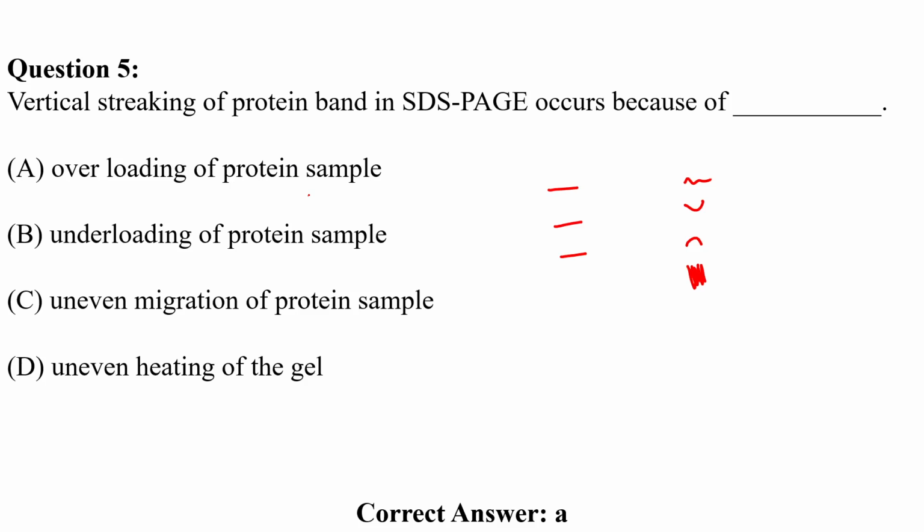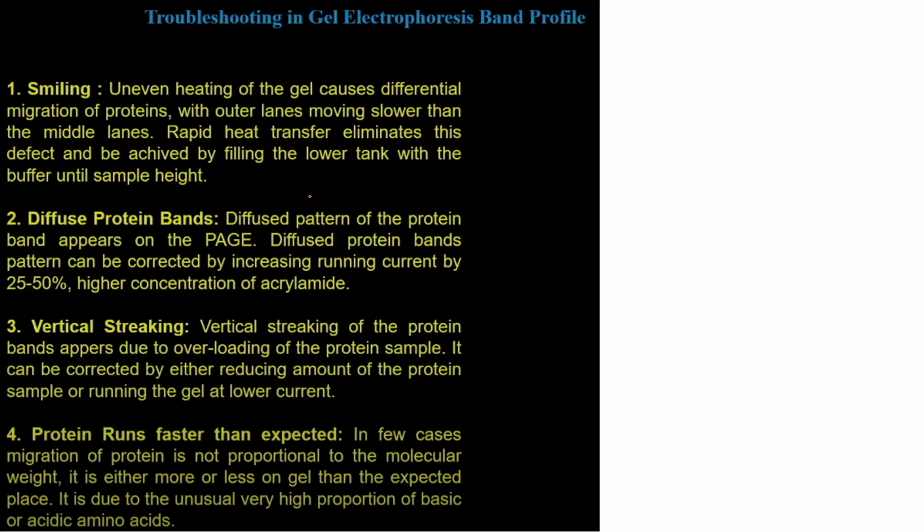So vertical streaking is a very common problem that occurs due to overloading of protein samples, and it can be corrected by either reducing the amount of protein or running the gel at a lower current. At a lower current, what will happen? The gel will run slower, so the resolution will happen slowly. If there is vertical streaking, that means there are streak lines like this between the protein, or the protein bands have smeared like this. That means the resolution is not nice, because there's a lot of concentration of the protein. Proteins are unable to separate as two distinct bands. If you run it at a lower current, it can separate as two distinct bands.